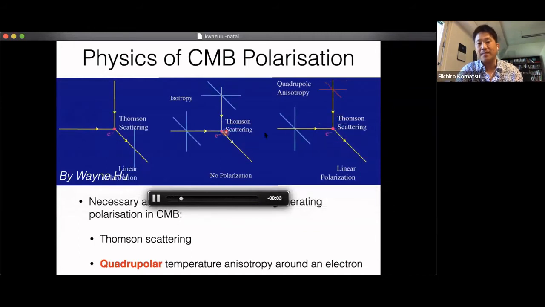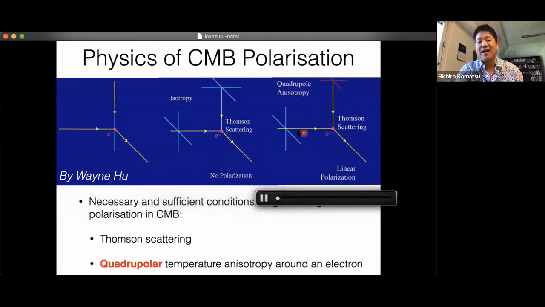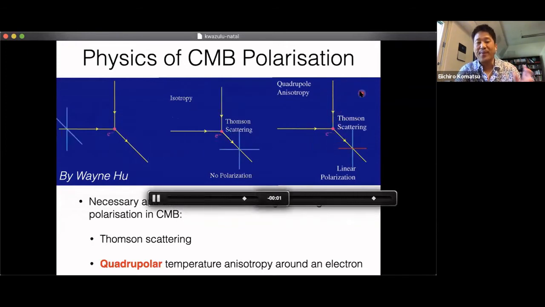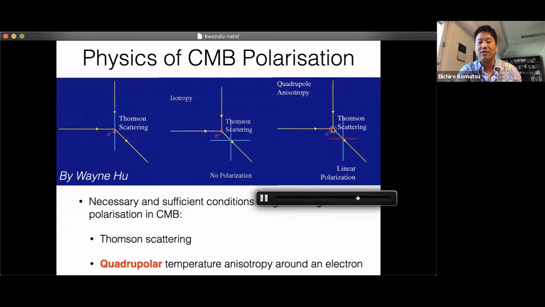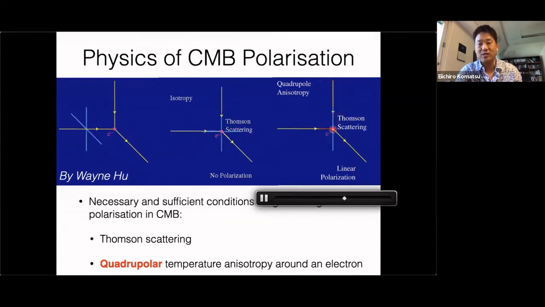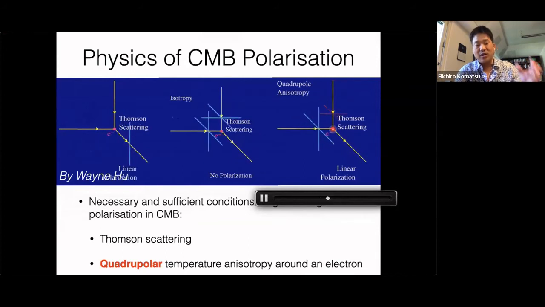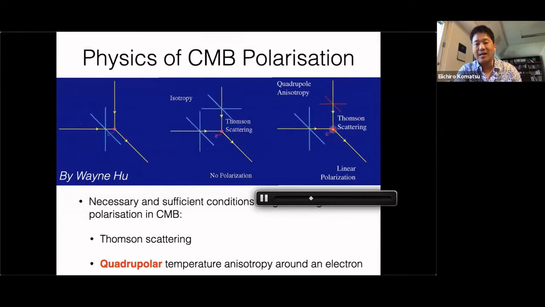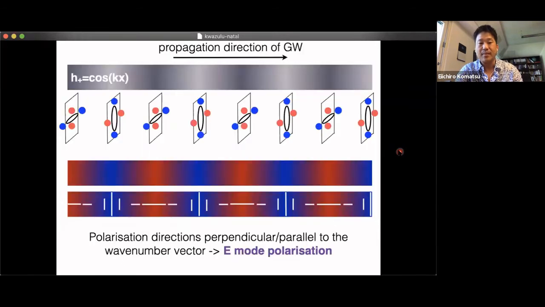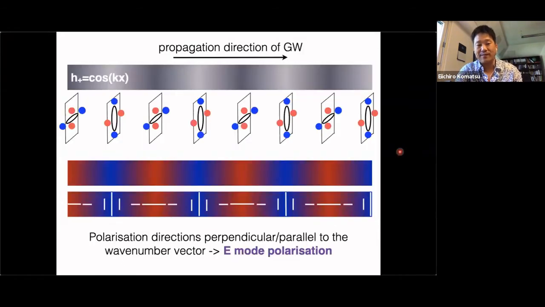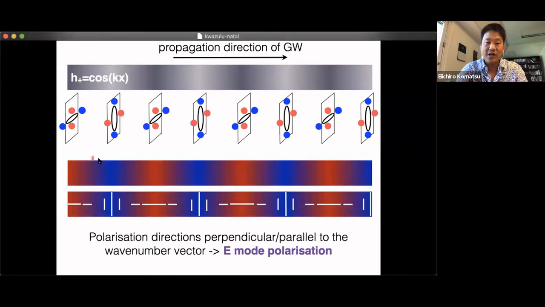But if you had gravitational waves, right? Hot, cold, quadrupolar pattern around an electron, you create a polarization. This is what we are going to look for. You need a locally anisotropic radiation pattern. So when gravitational waves are propagating from left to right, it creates this around the electron. Okay, you have to imagine at each spot there's an electron. The electron will see a temperature pattern that looks like this because of the stretching of the gravitational wave. Then this will produce a polarization pattern that looks like this.